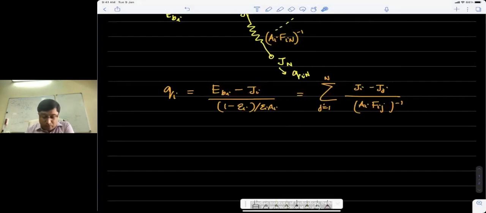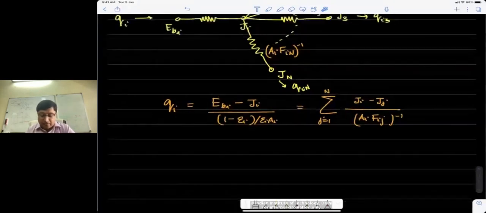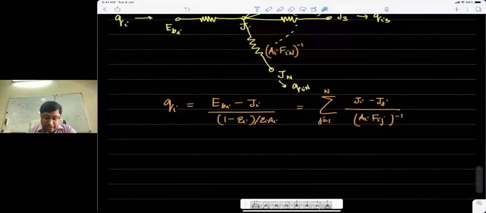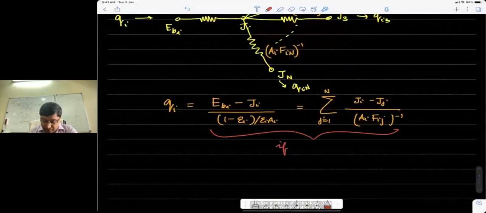So if the surface temperatures are known, then it makes sense, because if surface temperature is known, then EBi is known. Either the surface temperature will be known and Qi will have to be calculated, or the Qi would be given and surface temperature will have to be calculated. So that is how the problems are typically posed in steady state radiative heat transfer. So if Ti is known, then we can use these two equations to calculate the J values.